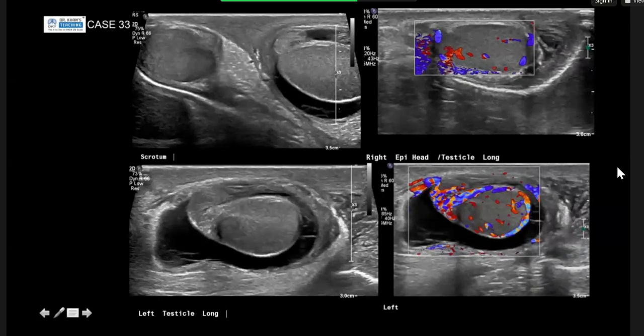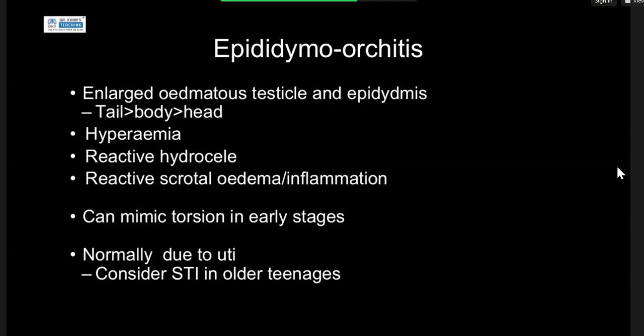So what you can see is that this is the comparison view. The left testicle appears larger than the right. You've got a hydrocele with some echogenic debris or septation within it. You've got scrotal edema as well. But the crucial thing, so you could maybe think this is all torsion, but when you put your color flow on, you can see that there's increased flow in the testicle, which you shouldn't see in torsion. So this suggests, as candidate 4 said, it's epididymo-orchitis.